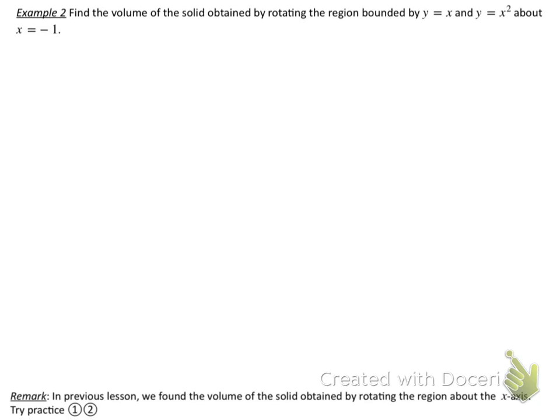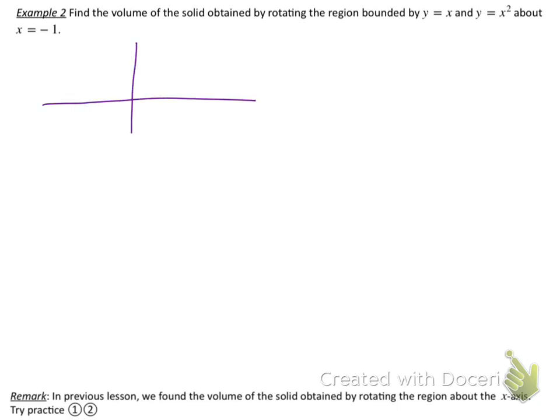Next example, find the volume of the solid obtained by rotating the region bounded by y equals x and y equals x squared about x equals -1. This time we are still using the same region as the previous example, but we are rotating it around a different object, a different line. So x equals -1, right?